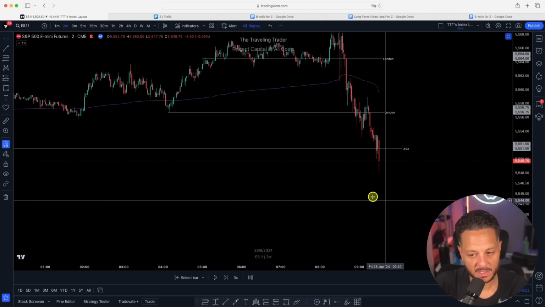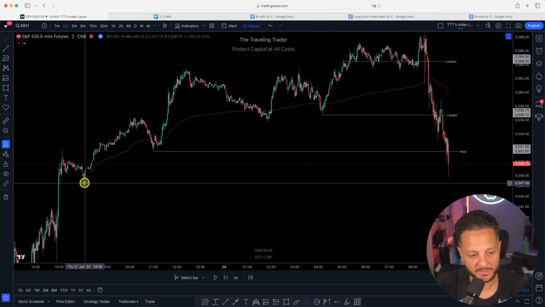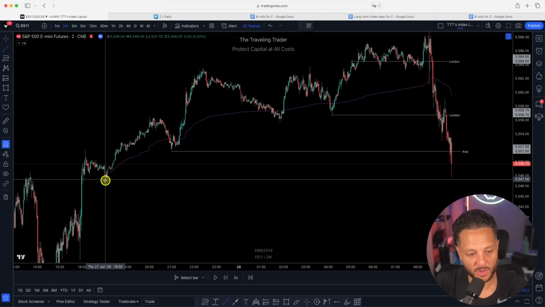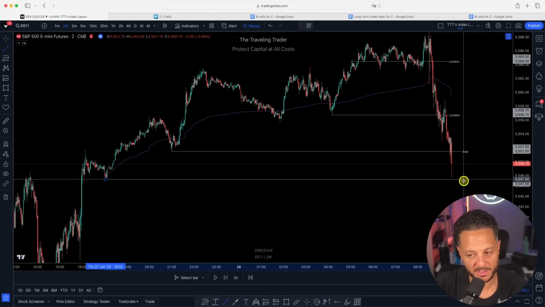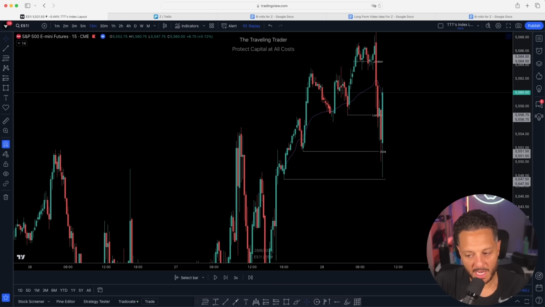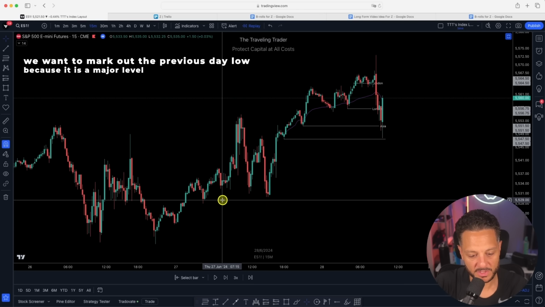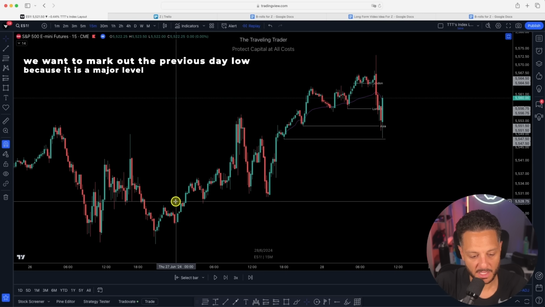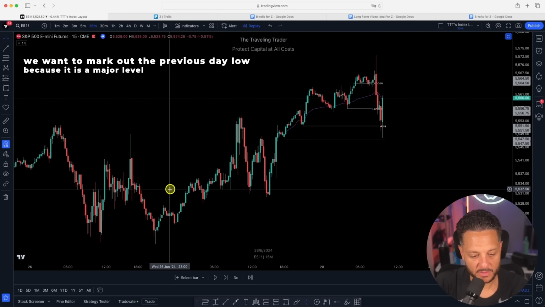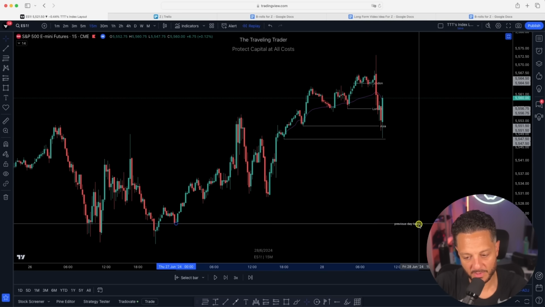Now we want to see, is this the draw on liquidity or does price want to rally from here? And what do we see here, right? We see that there is another low here. This doesn't represent Asia or London or any of the kill zones. This is just a low based on the chart. But ideally, we also want to mark out what is the previous day low. And the reason that we want to do that is because previous day low is another major level, right? So in this case, previous day low, you can see here is right here, right? So I'm going to mark this out as well. Previous day low is right here, right?